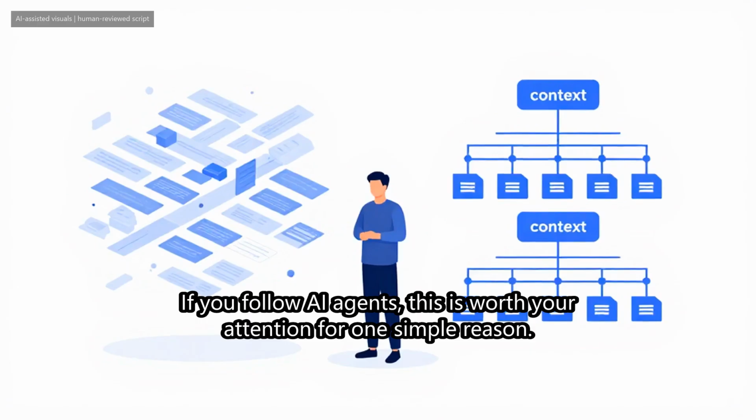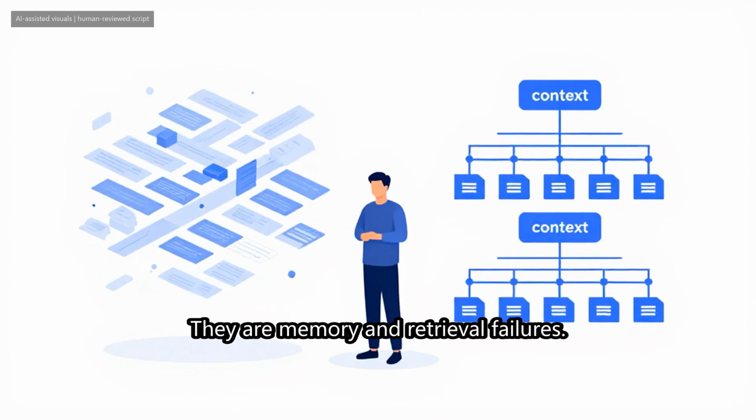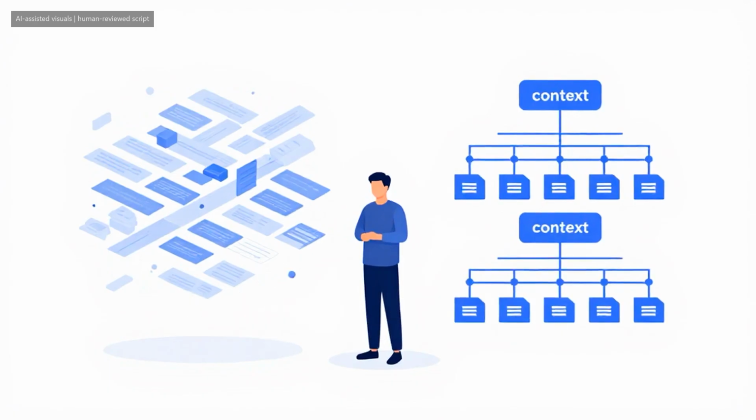If you follow AI agents, this is worth your attention for one simple reason. A lot of agent failures are not really model failures. They are memory and retrieval failures.